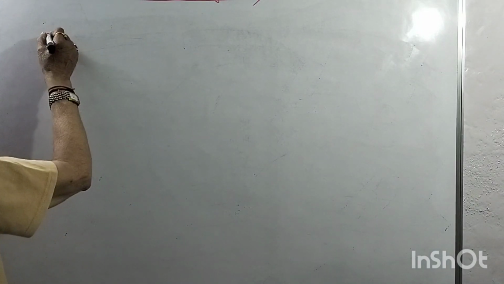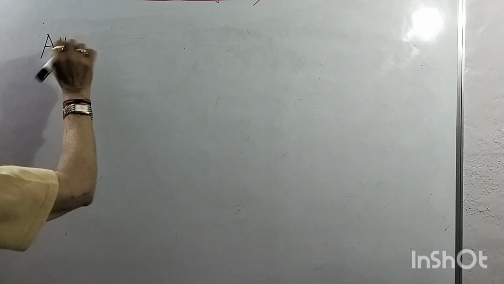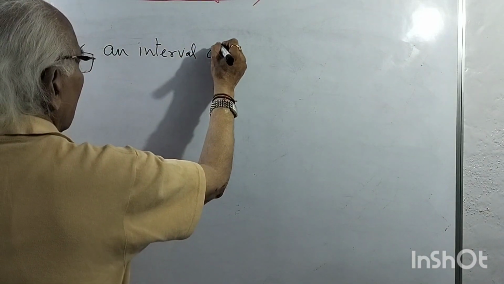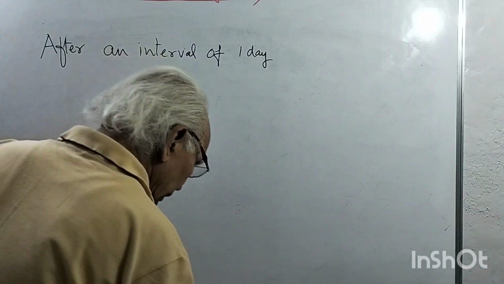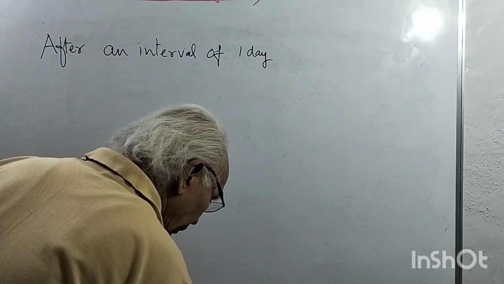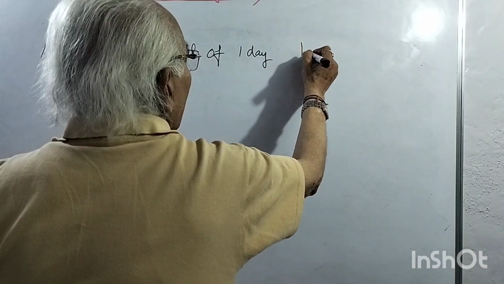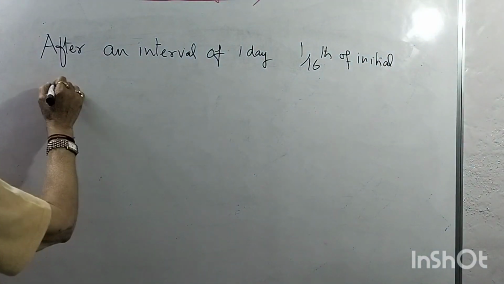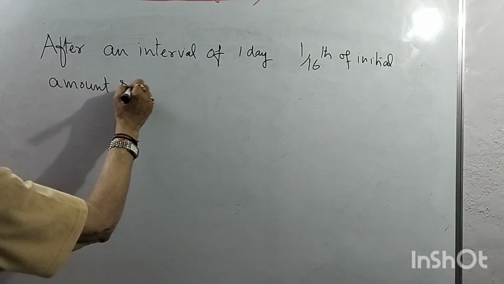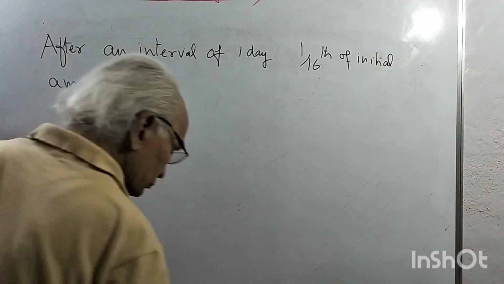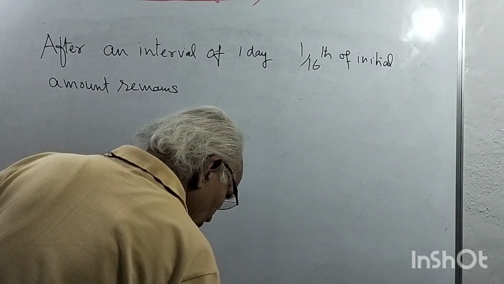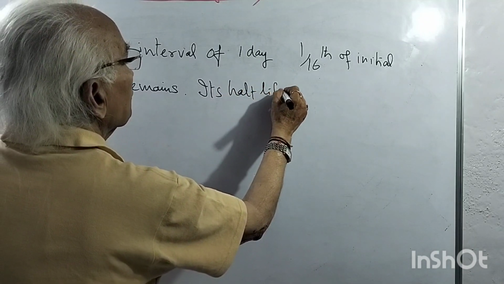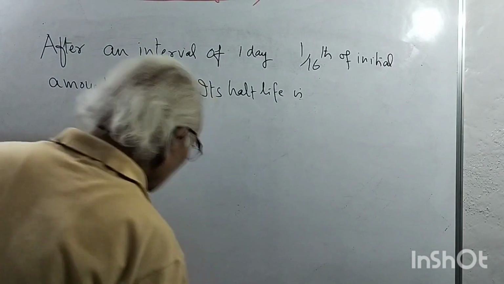After an interval of 1 day, 1/16th of the initial amount of a radioactive material remains. Its half-life is: A 6 hours.